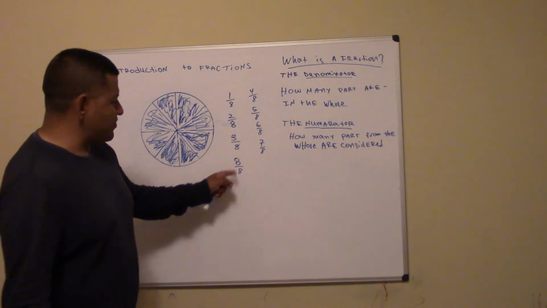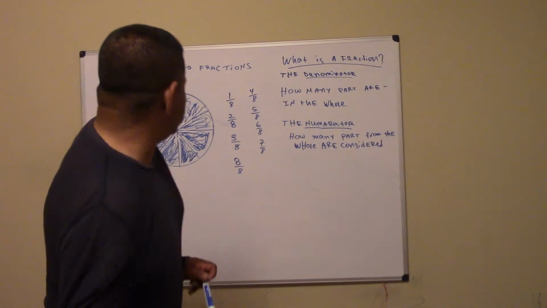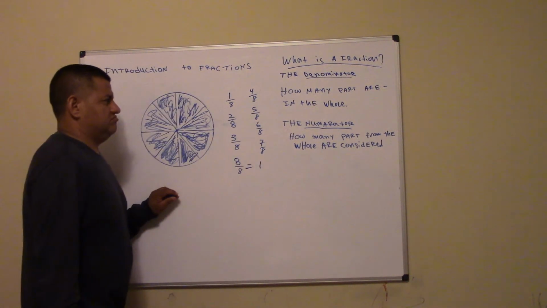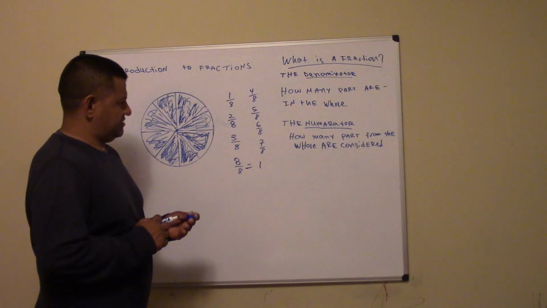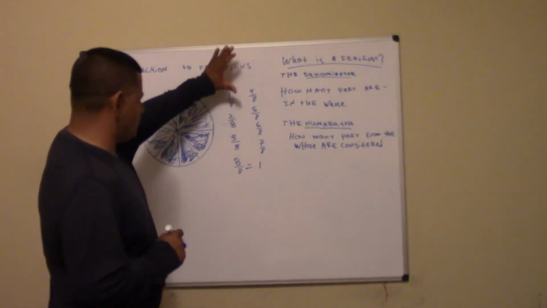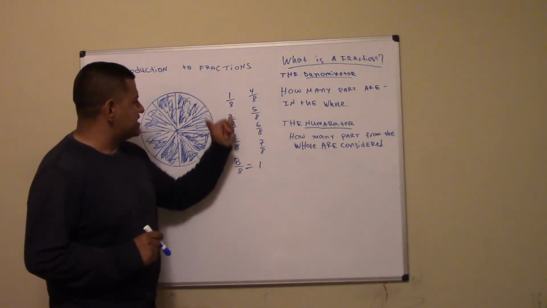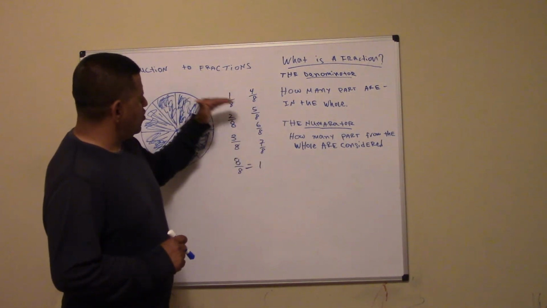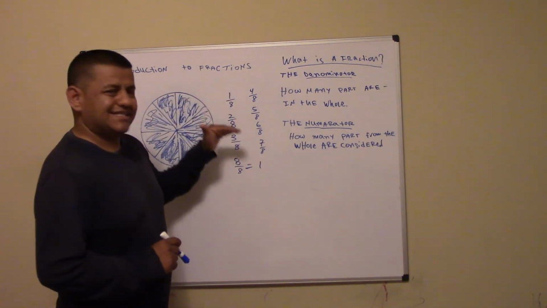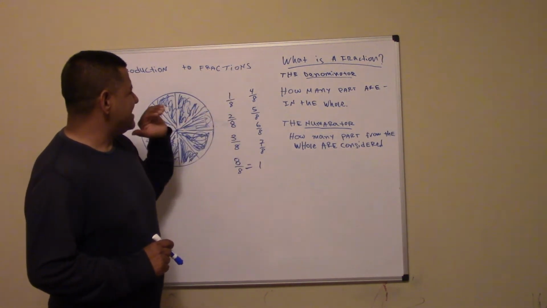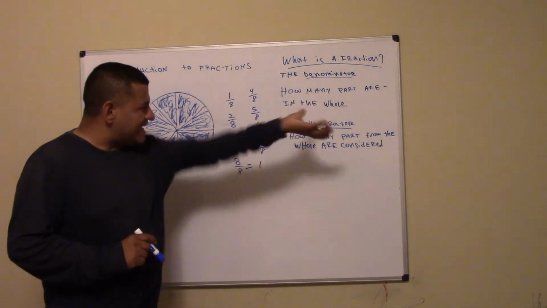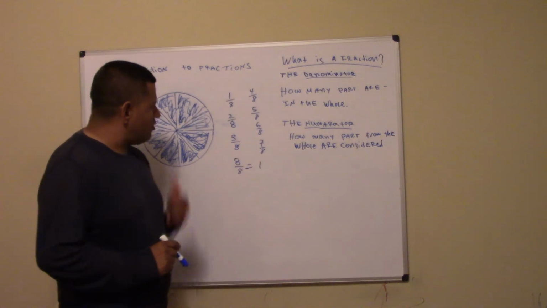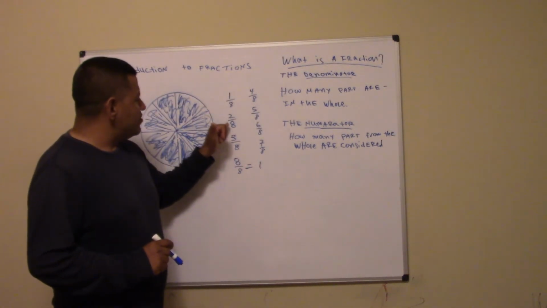So this bit right here represents the whole pizza, which is basically 1. This is amazing, isn't it? So this is how fractions work. You see that the numerator is increasing, but the denominator is the part that we take from the whole. So we're taking away part and taking away part and taking away part, and the numerator is increasing.